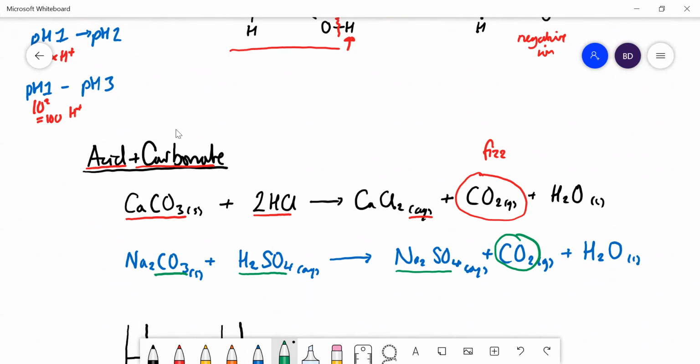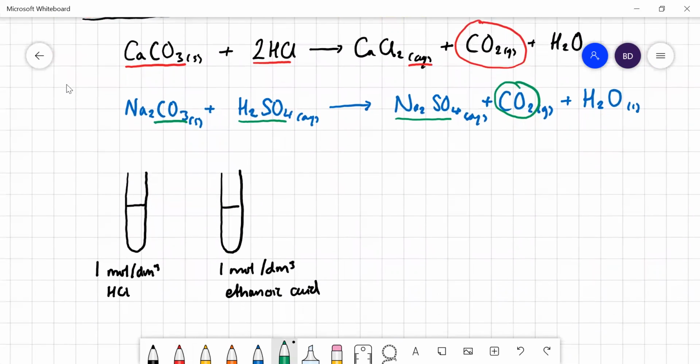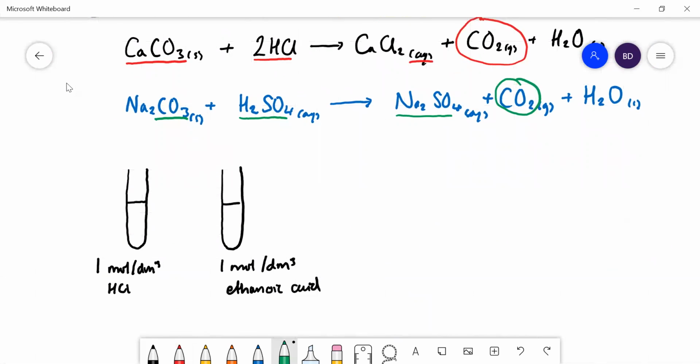So let's see what happens if you put some carbonate into ethanoic acid then. Right, so we're going to put a piece of calcium carbonate in there. There's a piece of solid calcium carbonate. If you put in the hydrochloric acid, it's going to fizz pretty quickly. You get lots and lots of bubbles. And it will dissolve fairly rapidly. And of course the bubbles are carbon dioxide.